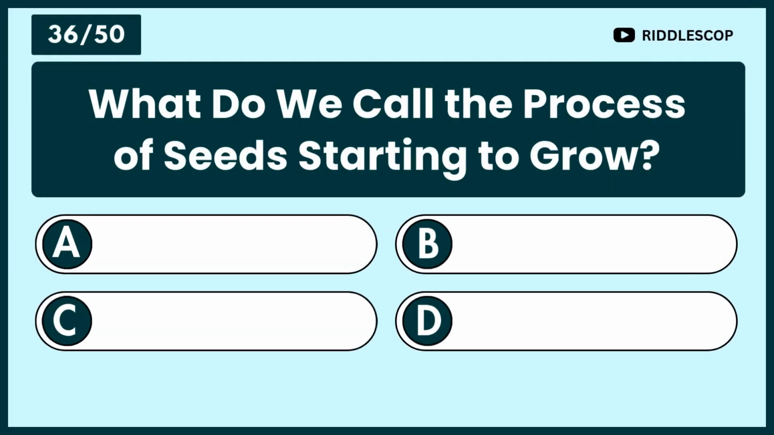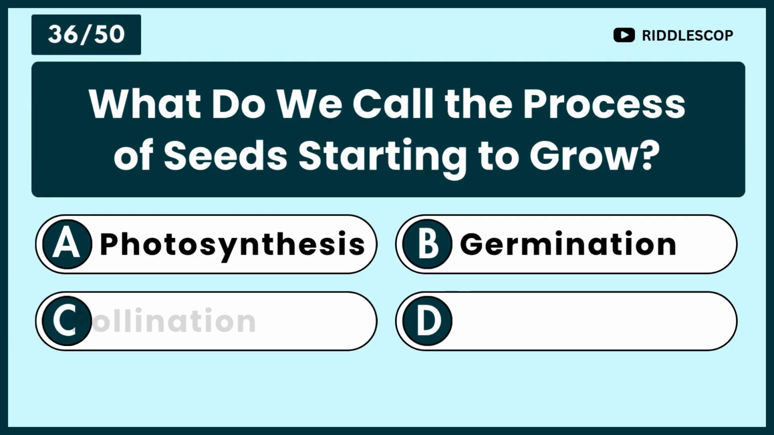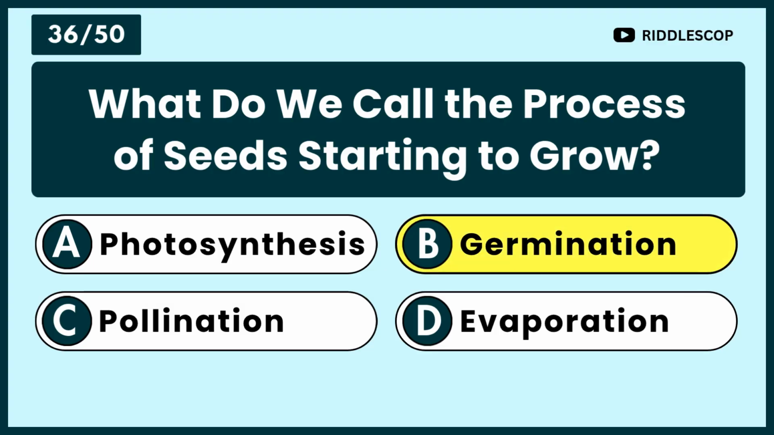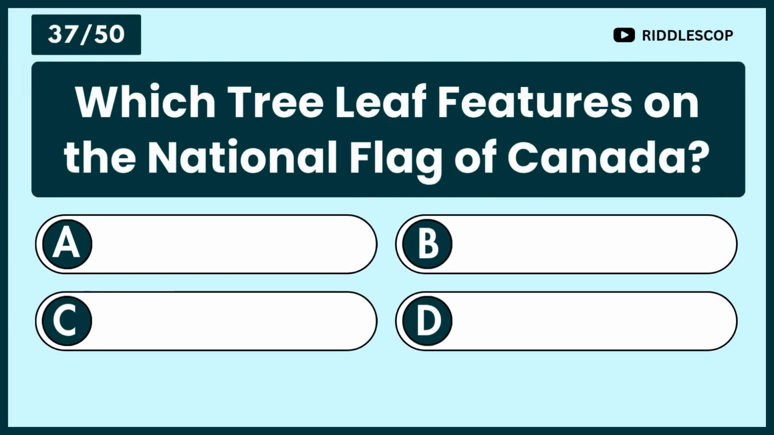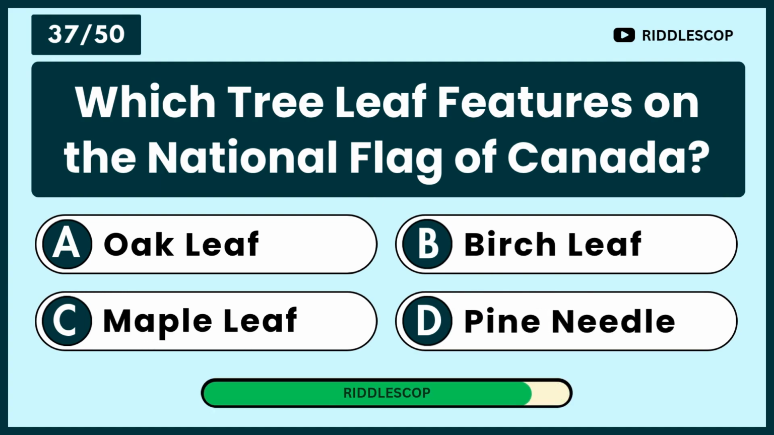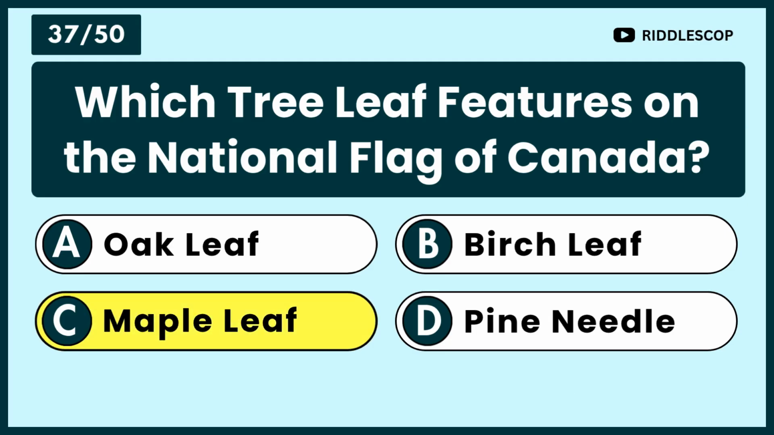What do we call the process of seeds starting to grow? Option B. Germination. Which tree leaf features on the national flag of Canada? Option C. Maple leaf.